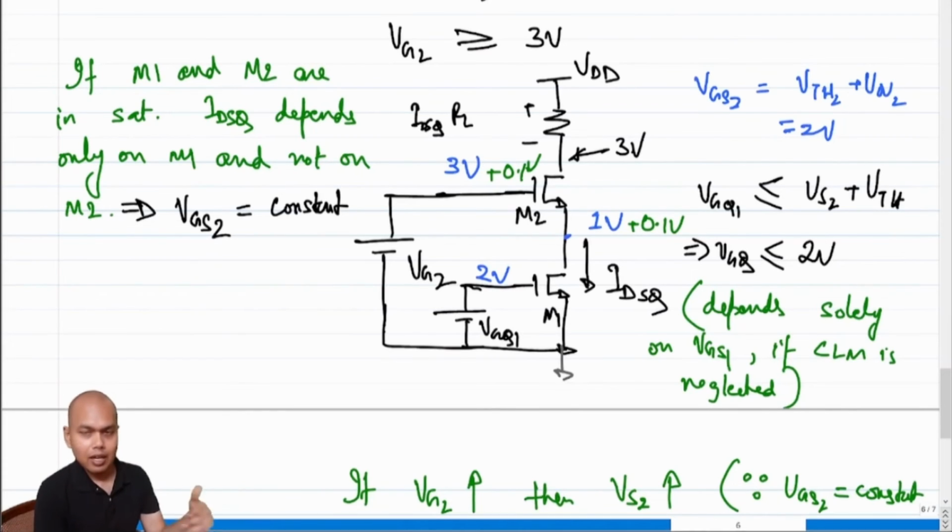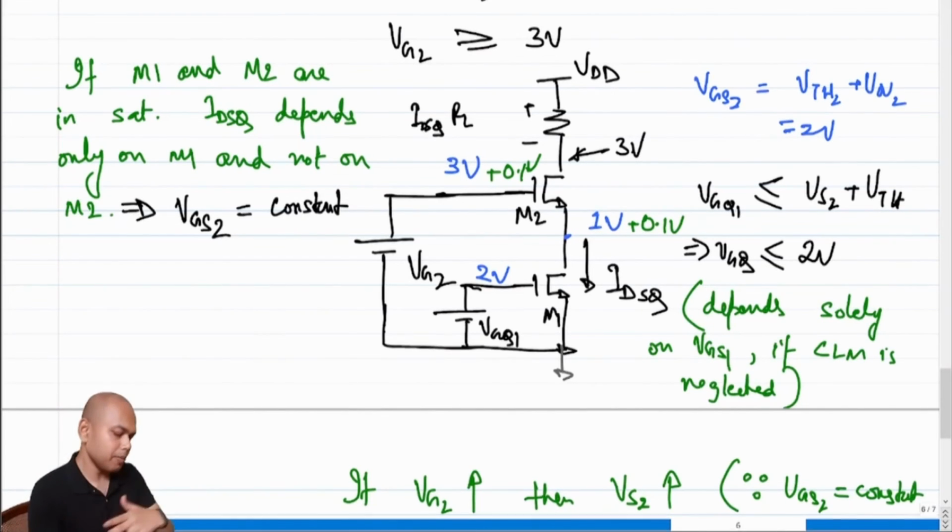But again, you should understand when to neglect something and when not to. In this case, there will be some change, but that change will be minuscule with respect to the quiescent. Since the change will be minuscule with respect to quiescent, we can neglect it. But when you are doing incremental analysis, you cannot neglect GDS, because you cannot neglect anything with respect to 0, right?